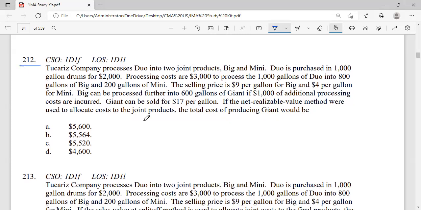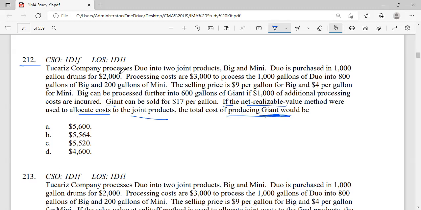All right, so let's get started with question number 212. Whenever we have a question in front of us, we need to read the requirement, like in here. I guess it starts from here: if the NRV, net realizable value method, were used to allocate cost to the joint products, the total cost of producing giant would be the total cost of producing giant only. They are asking for that. Now let's see the main question.